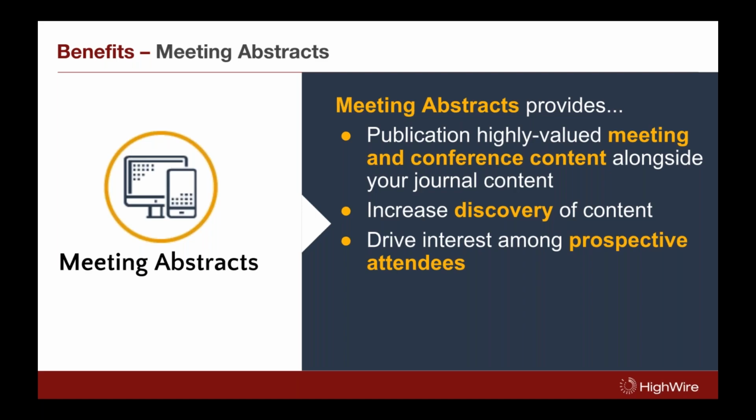So when you have your meetings from 2017 up and your abstracts up, attendees for 2018 can look back and look at all the information that was presented and create more interest as they're looking to attend. It's a really exciting way to provide and highlight your meeting and conference content, as well as expand your journal to be the hub of content for all of your publications within your publishing program.